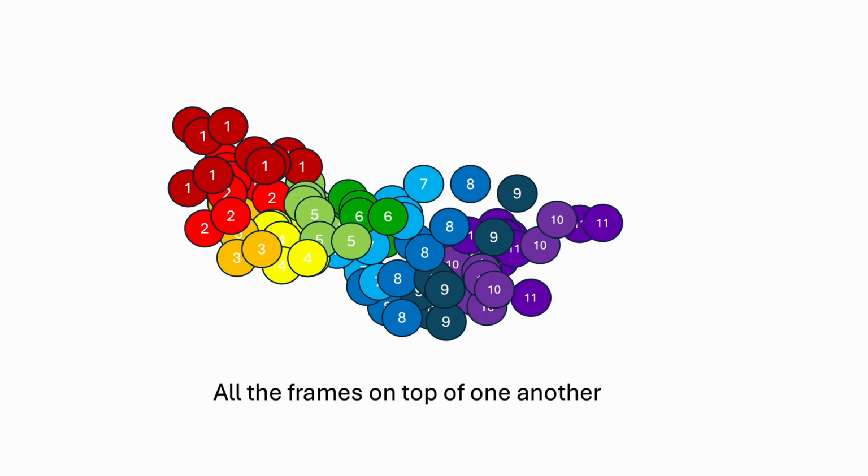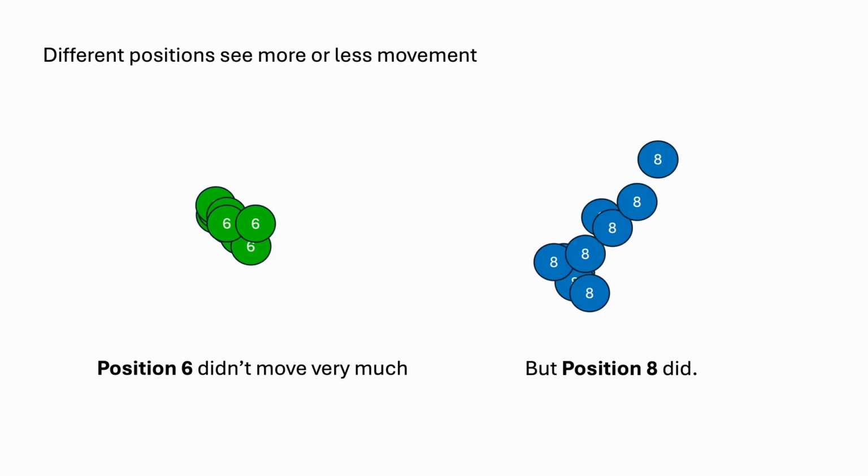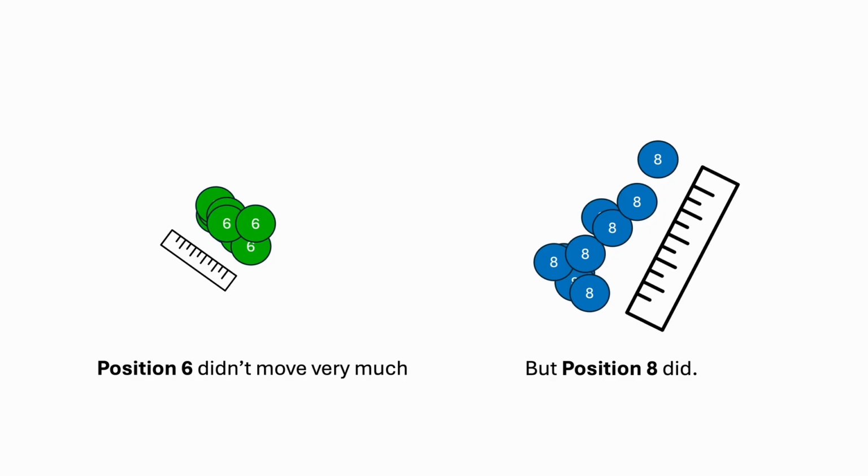To start, let's just see what this entire simulation looks like laid over top of one another. From this, we can see that, for example, position 6 didn't move very much, but position 8 did. What we need, though, is some sort of measurement of how much things are moving. How can we actually compare position 6 versus position 8?